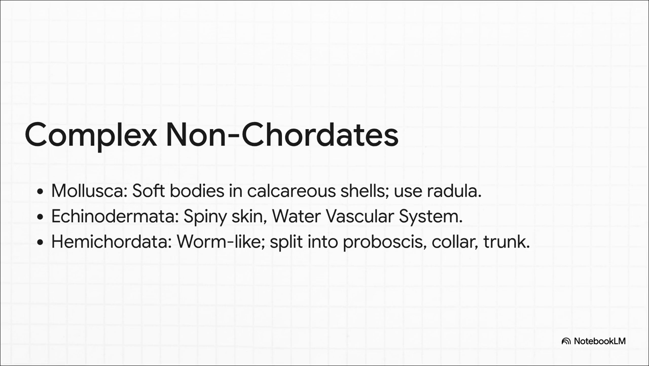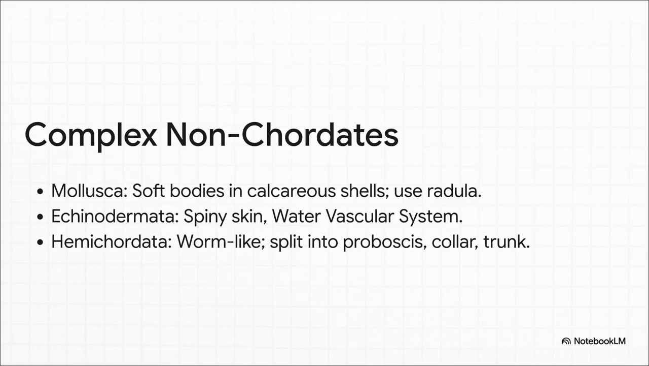Mollusca, which is the 2nd largest phylum, features these soft-bodied creatures that are usually protected by heavy calcium carbonate shells. They use a really neat rasping organ called a radula just to feed. Echinodermata, like your starfish, are incredibly unique because they rely on a mandatory water vascular system for everything: walking, eating, you name it. Oh, and here's another exam trap fact. Their adults show radial symmetry, but their larvae are actually bilateral.